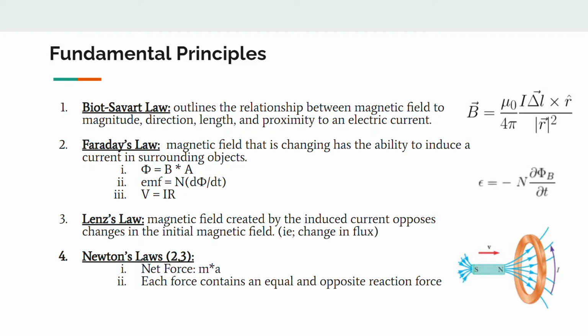Some of the fundamental principles involved in this lab were the Biot-Savart law, which outlines the relationship of the magnetic field to magnitude, direction, length, and proximity to an electric current. In addition, Faraday's law states that a changing magnetic field has the ability to induce a current in surrounding objects, like the bar magnet does on the tube, in which the tube puts a force on the bar magnet. Lenz's law shows that the magnetic field created by the induced current opposes the changes in the initial magnetic field, or the change in flux.